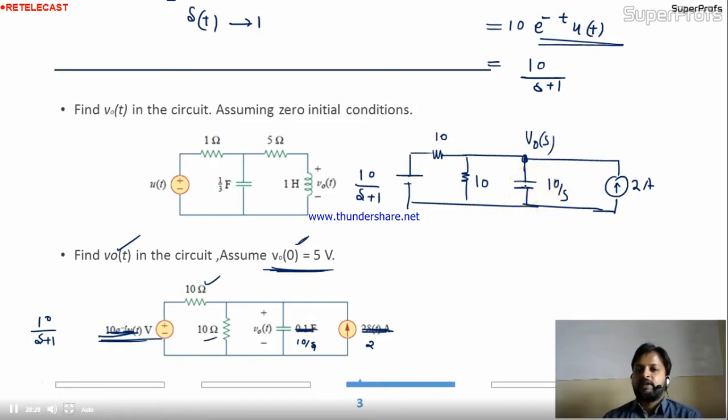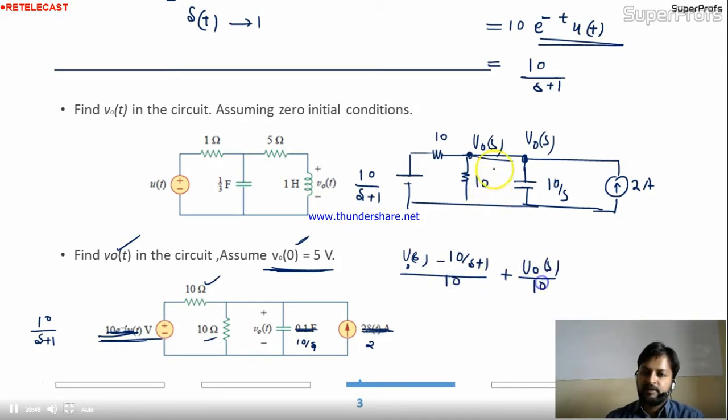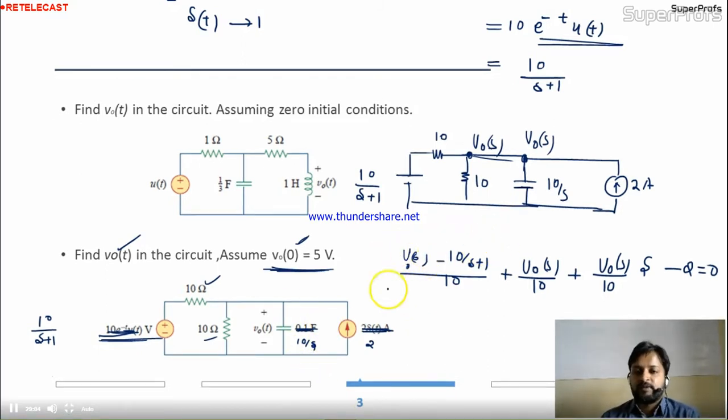Is it okay? Now can you apply nodal analysis again over here? Yes, you can apply. This is the same node, V naught s, because there is no element existing here. So V naught s minus 10 upon s plus 1 divided by 10, plus V naught s divided by 10, plus V naught s divided by 10s, and the incoming current 2, equal to 0. In this equation you have only V naught s unknown. But okay, I made a mistake over here.